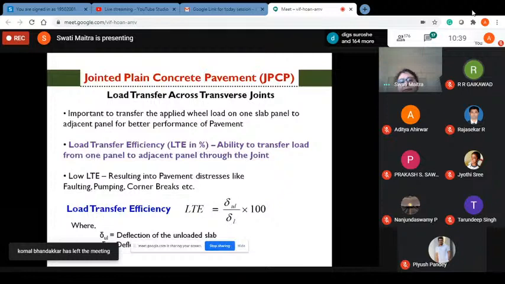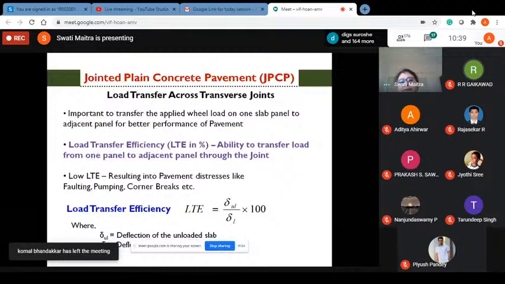So that we will discuss also a little later. Now, another important consideration in the IRC code is the zero stress temperature gradient. This is an important thing, that whenever the pavement is constructed, cast in situ, there is always some temperature gradient or some temperature effect on the slab.